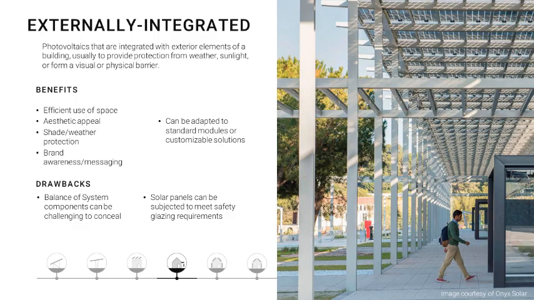Externally integrated solar can benefit a building by being an efficient use of space, being aesthetically pleasing, providing shade and weather protection, and raising brand awareness. Additionally, these installations can leverage standardized products because they're not as integrated into the envelope. The drawbacks associated with this category are usually tied to the fact that balance of system components can be challenging to conceal, and the installations can, in some instances, be subjected to meeting safety glazing requirements.